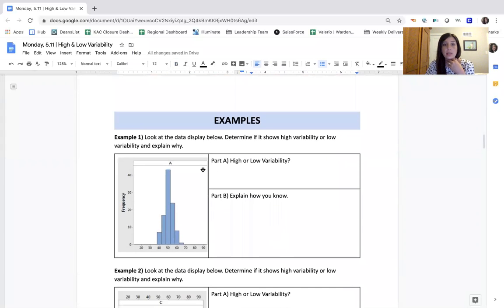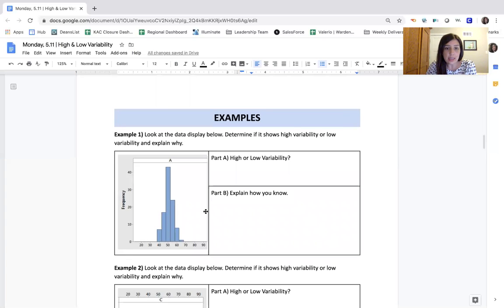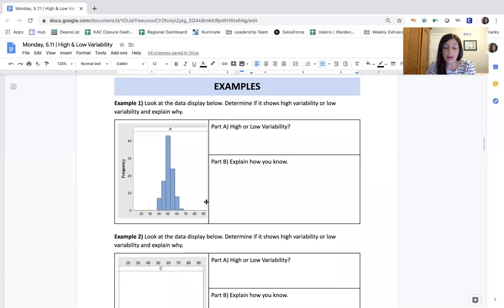So here's another histogram. It says, look at the data display below, determine if it shows high variability or low variability, and explain why. Okay. So I see a histogram, and right now, again, I'm thinking about two things. Are my peaks high or low? And is my data smushed together, clustered together, or is it spread out?